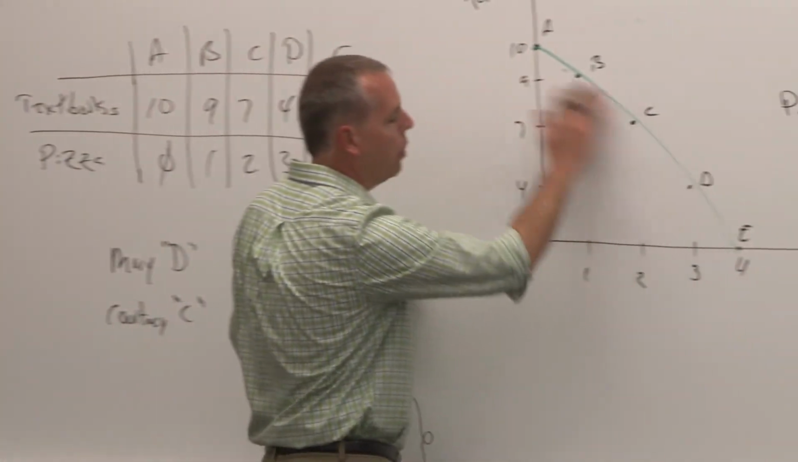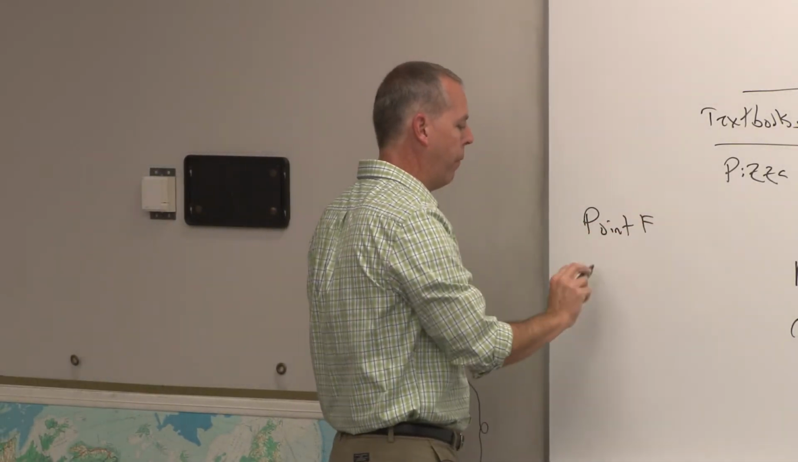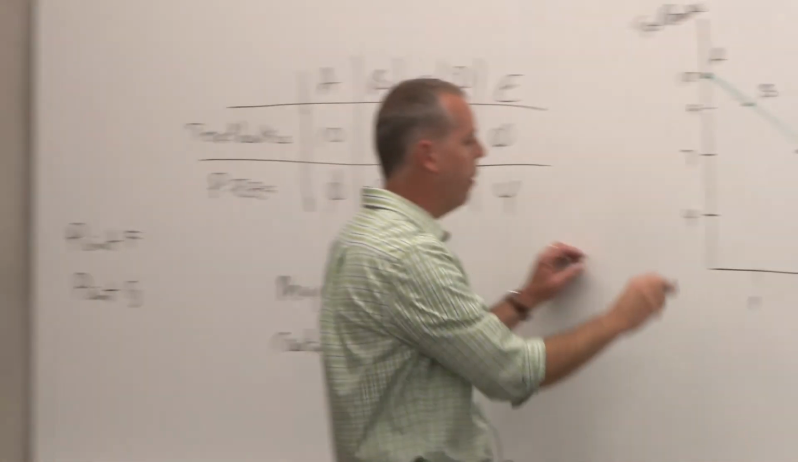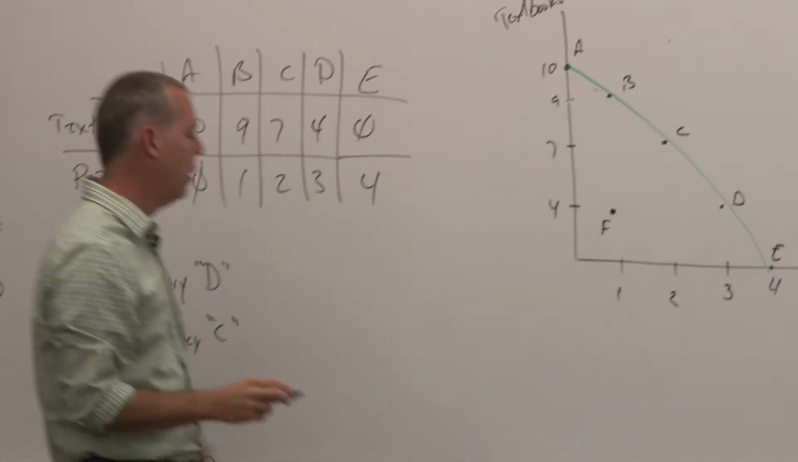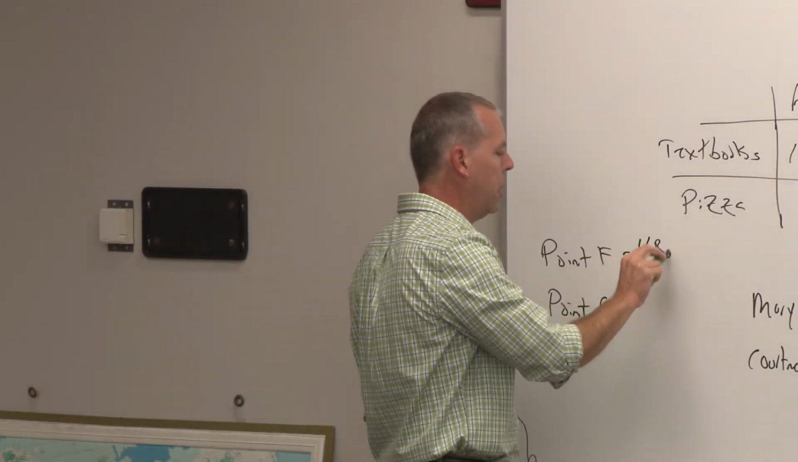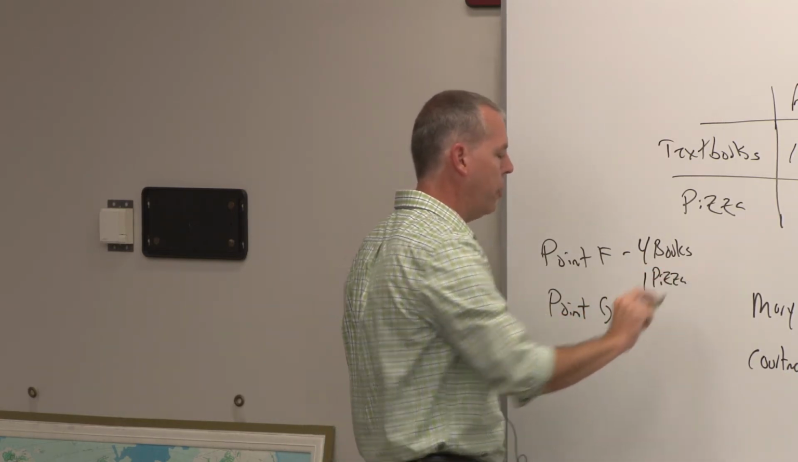Any of these points on the curve is just as good as any other point. There isn't any best point per se on the curve, right? Which point you want to be at, A, B, C, D, or E, which one's best, quote unquote, is a normative issue. But we can look at a couple of other points. We can look at, say, point F, and point G. I'm going to make point F right here. So point F is 4 books and 1 pizza.